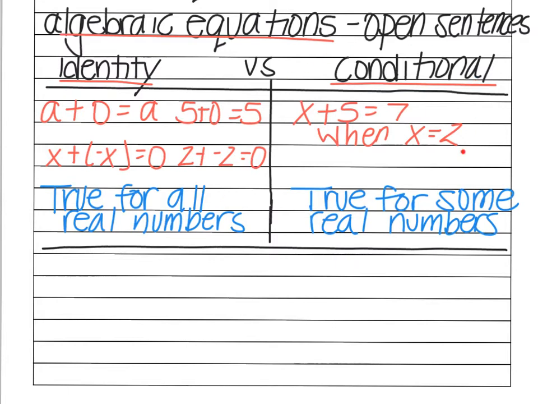Conditional is when you plug in something. So here I could plug in 2 for x, and 2 plus 5 would give me 7. So that's only true when x is 2. So it's only true for some real numbers. It's not always true because it depends what I plug in here for x to get that 7. So that is considered conditional.